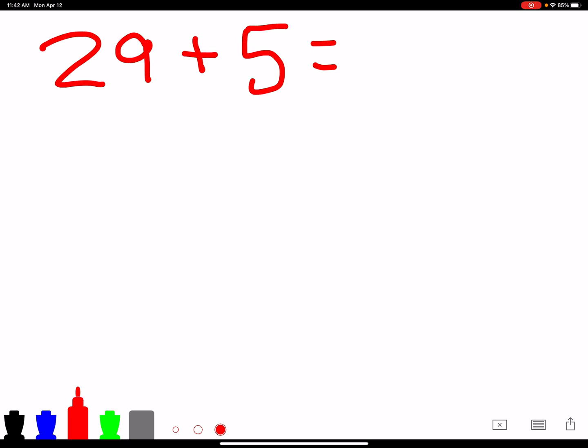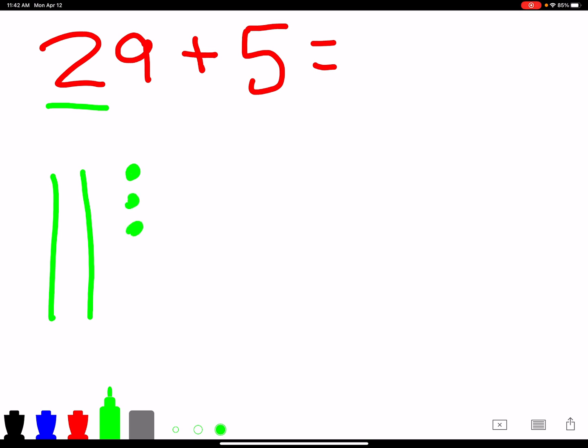We look at our tens place in the number 29, and we have 2. So I'll draw 2 rods because they represent tens. So we'll have 10, 20. And then we have 9 in our ones place, so I'll draw 9 ones: 1, 2, 3, 4, 5, 6, 7, 8, 9. And then over here, we know 5 is less than 10, so 5 is going to be in our ones place. So we'll draw 1, 2, 3, 4, 5.